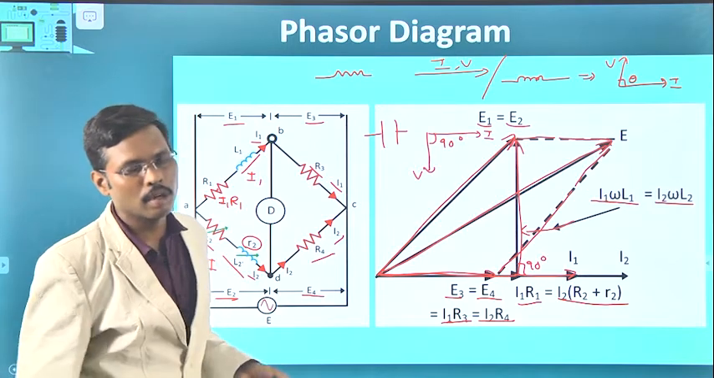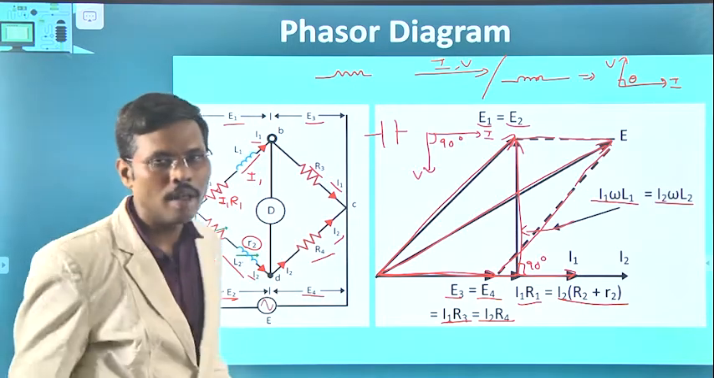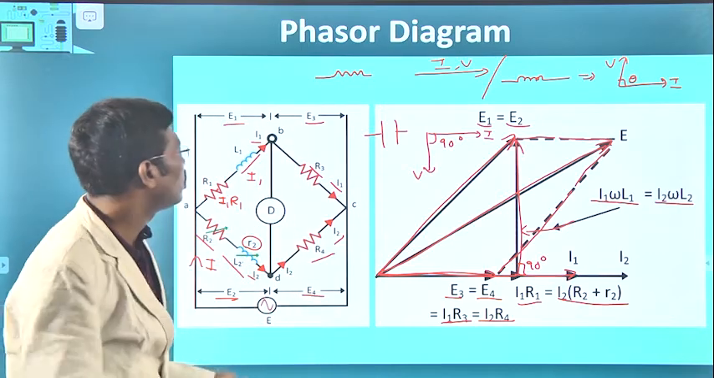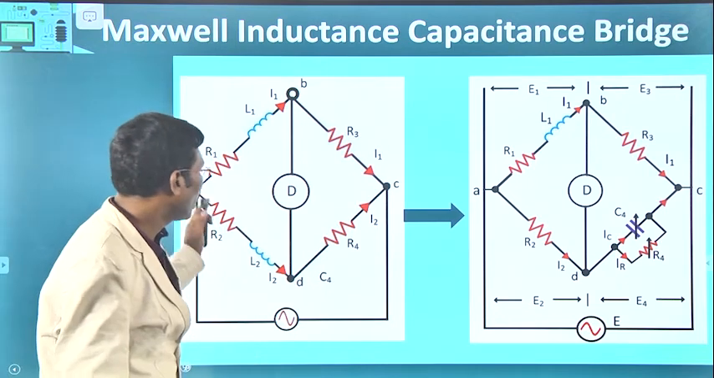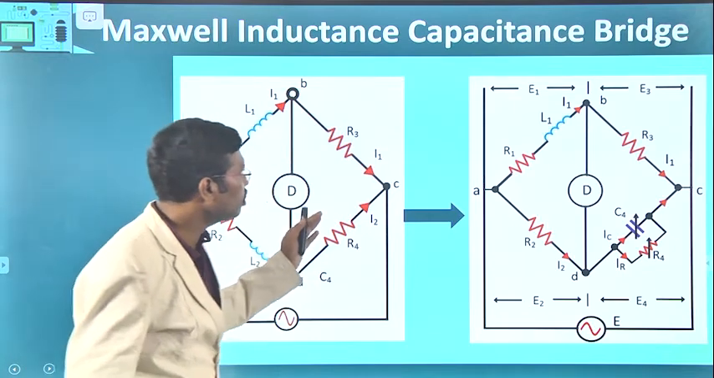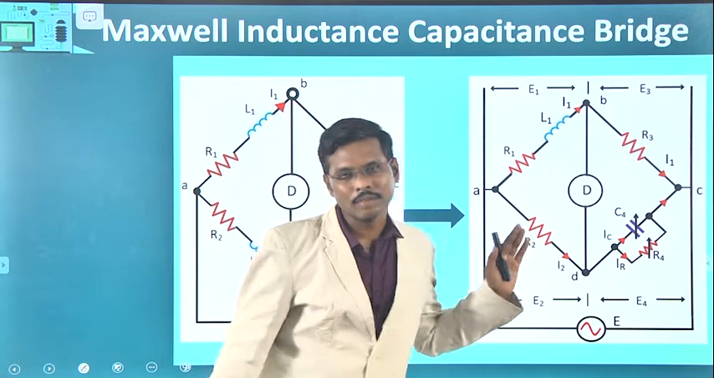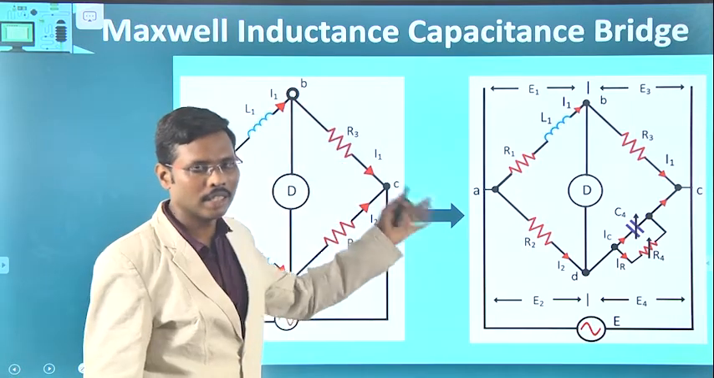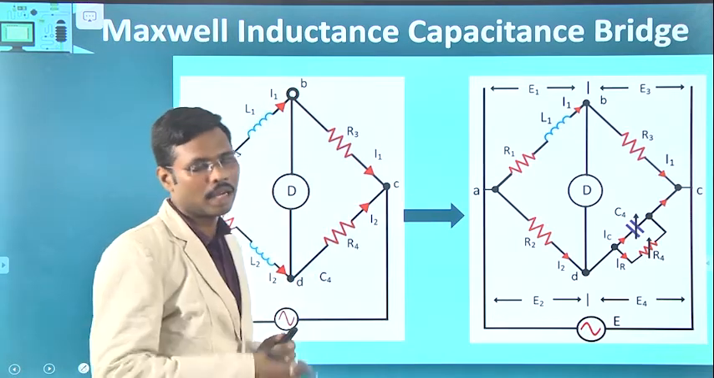Now we will discuss the Maxwell inductive capacitance bridge. Till now we have discussed the Maxwell inductive bridge. Now we will move on to the Maxwell inductive capacitance bridge. So here we have the general purpose AC bridge circuit and also the circuit of the Maxwell inductive capacitance bridge. Now we will see the modifications done to the general purpose bridge so as to extract this Maxwell inductive capacitance bridge. So we will go arm wise.